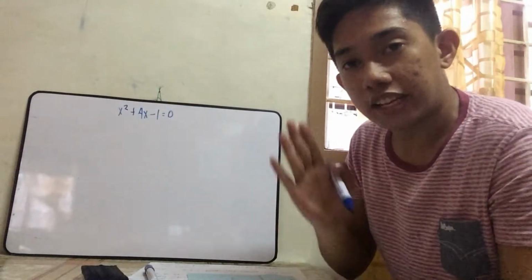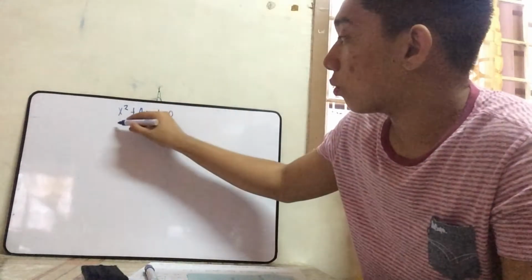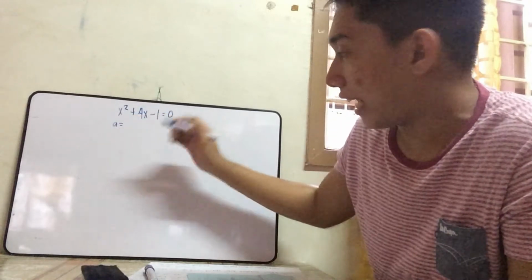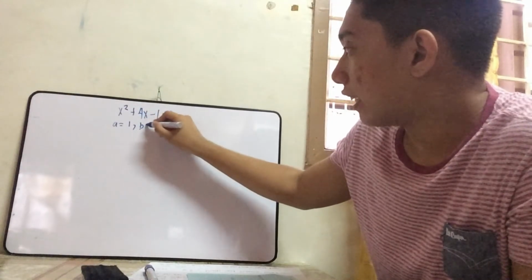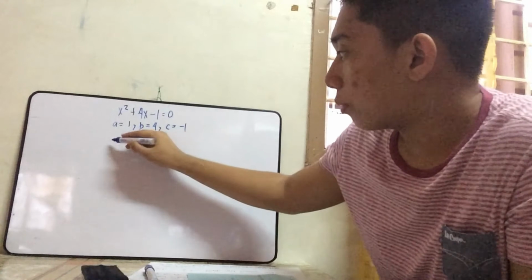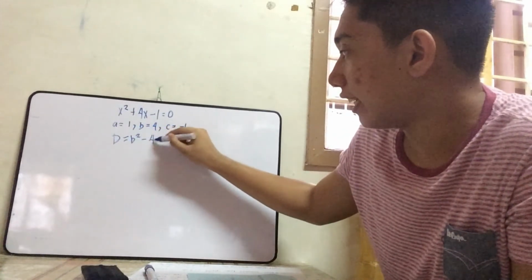So, what is the nature of the roots of this equation? So, ano natin? Identify muna natin kung ano yung A. Ang A natin dito is 1. Ang B natin is 4. Ang C natin is negative 1. So, ngayon, we will use the formula D is equal to B squared minus 4AC.